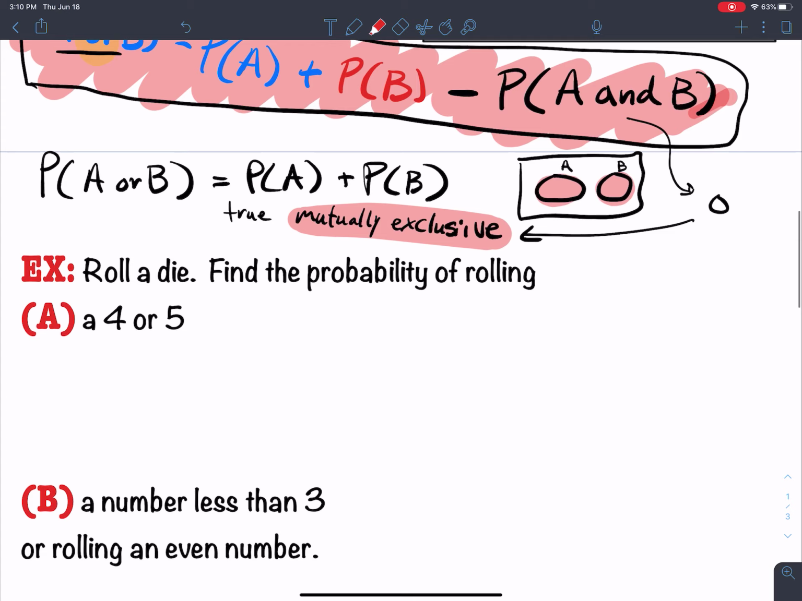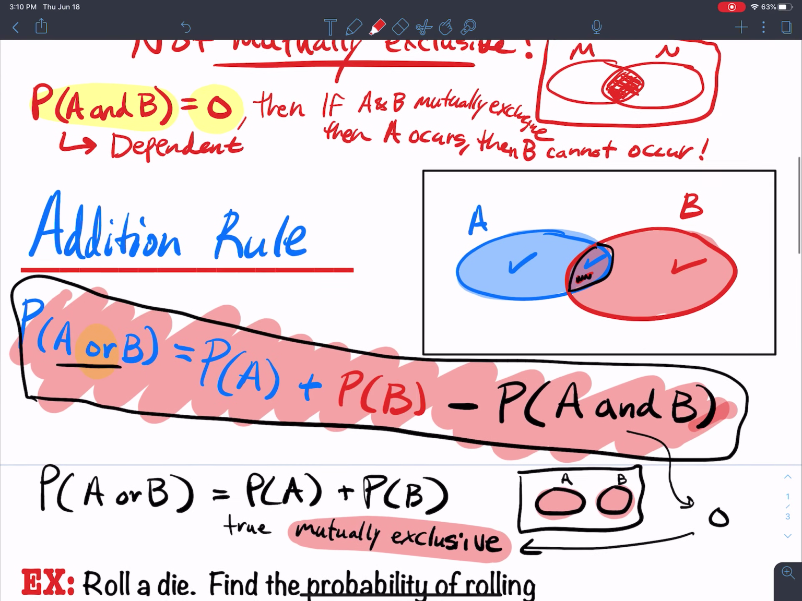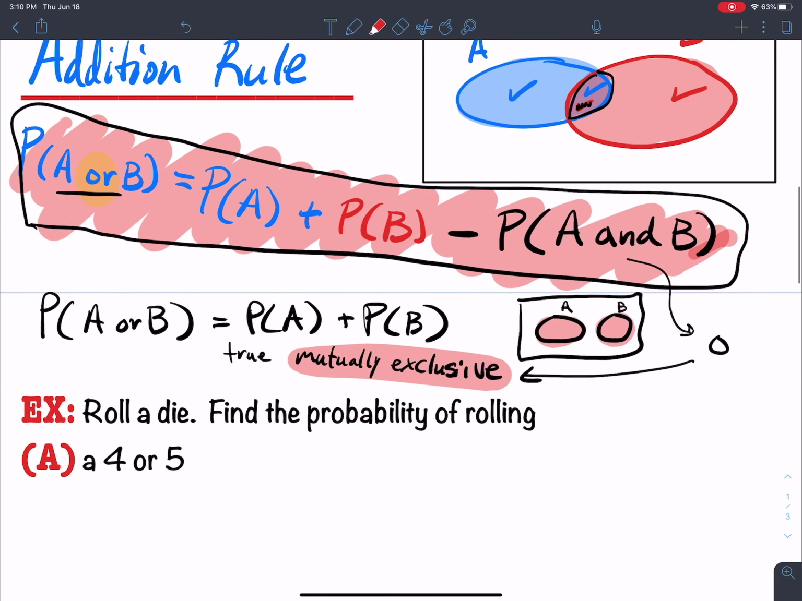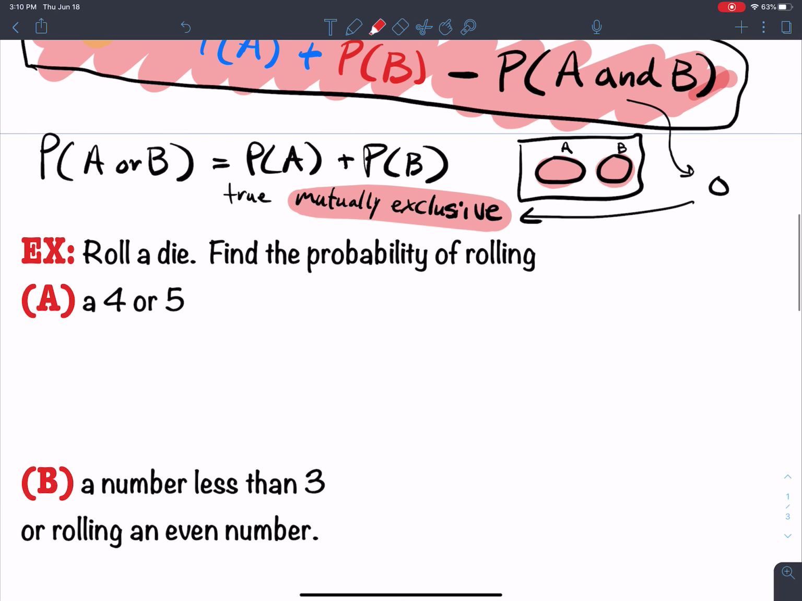So we're going to do an application of those, and I guess we'll just do it in this video. Why not? Roll a die, flip a coin, and then find the probability. What's the probability that I roll a 4 or a 5?